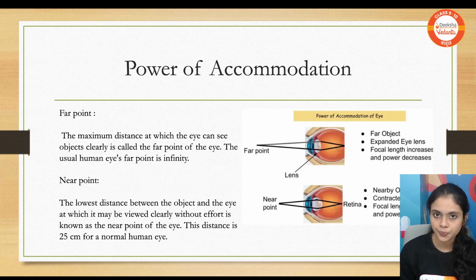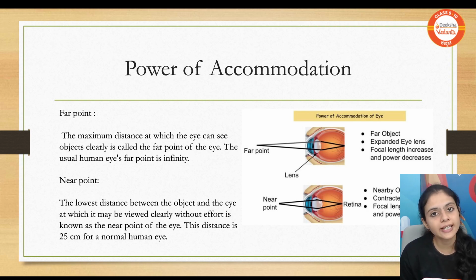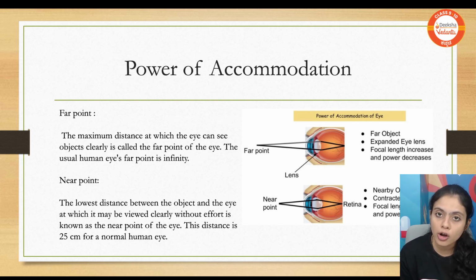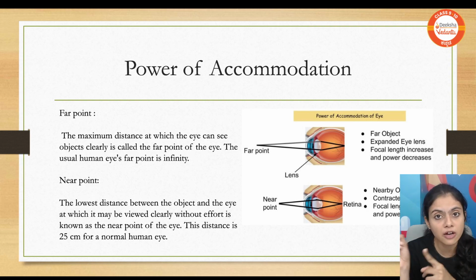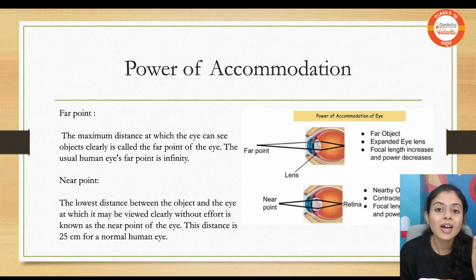Now, we come across far point and near point. Far point is nothing but the farthest distance where we can see things. You can write it as the maximum distance at which I can see objects clearly is the far point. For a normal human eye, the far point is infinity. Coming to the near point, it's the lowest distance where you can see objects clearly. Beyond that distance, you can't see the object. For the normal human eye, it is considered to be 25 centimeters.